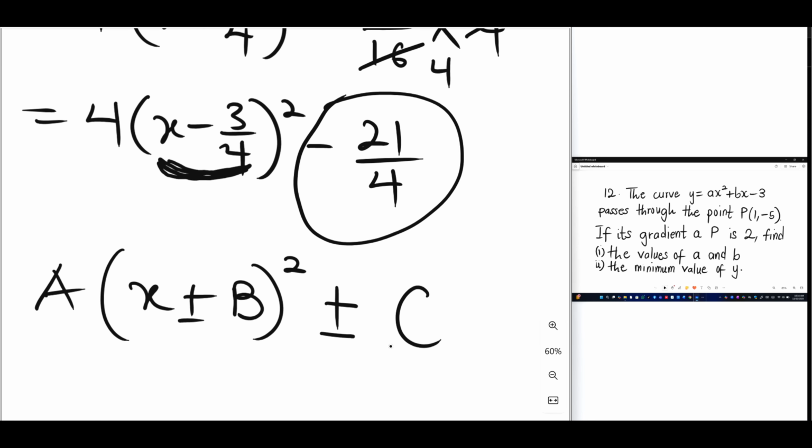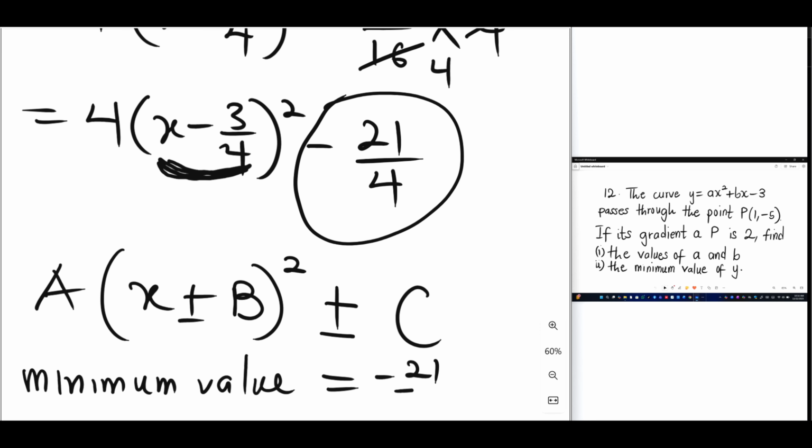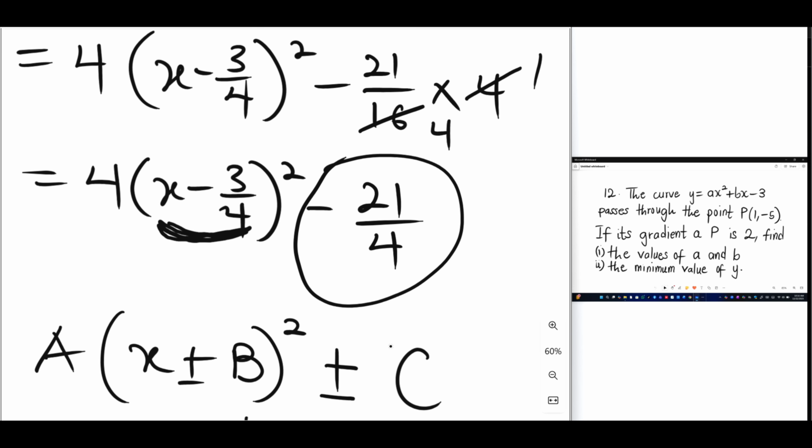So if you're okay with the first method, then you don't need to use the second method. You could say that our minimum value will be negative 21 divided by 4. So that's how we go about it. If you're okay with the first method, that's the differentiation approach, stick to that one. If you're not okay with it, then you can use this one, because I think it has been treated under quadratic equations and functions, using the method of completing the square.